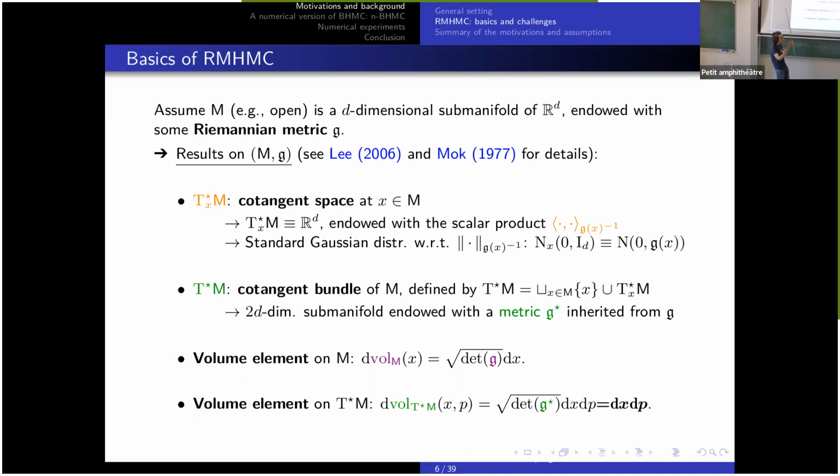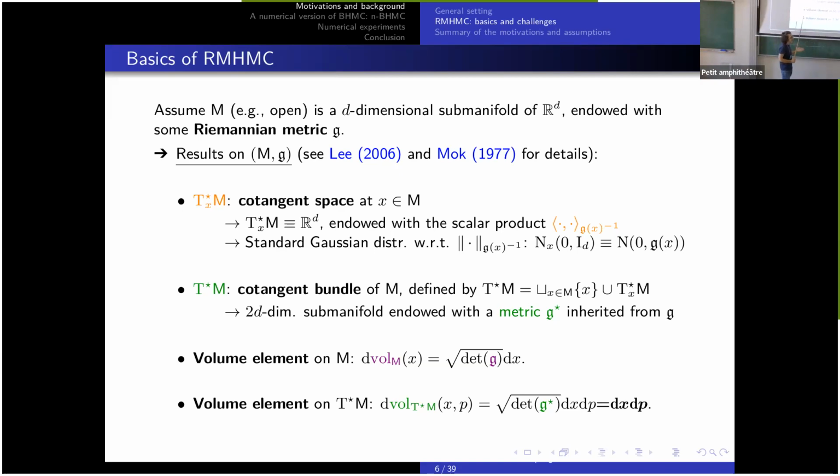Now, if you want to handle the whole cotangent bundle, the cotangent bundle is just the union across all the elements of my manifold of the cotangent space at a given point x. If you know a bit of differential geometry, you know that the cotangent bundle is itself a manifold, and based on the metric on M, you can define a metric on this cotangent bundle, which I denote by G star this time. I will not give you the construction and the expression of this particular metric. We don't really care, at least for the moment.